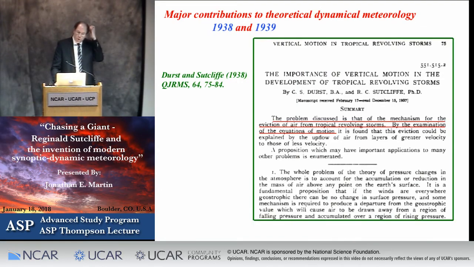And he begins, after this tutoring period that's initiated by the commission for writing meteorology for aviators, to start making some substantial contributions in dynamics, and it starts to trickle out slowly. First with his colleague Charles Durst in 1938, "The importance of vertical motion in the development of tropical revolving storms," a great title. This is only 80 years ago, okay, and it has that title. And it says the problem is discussed of the mechanism for eviction of air from tropical revolving storms by examination of the equations of motion, not by anything else. This is going to be a serious dynamic approach to this problem.